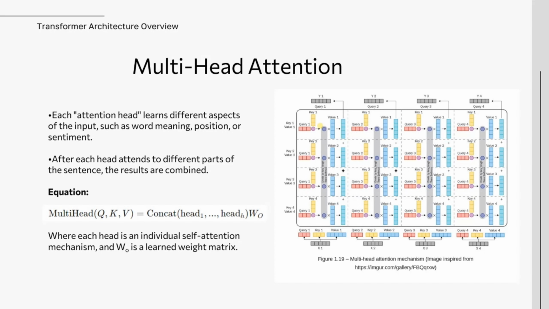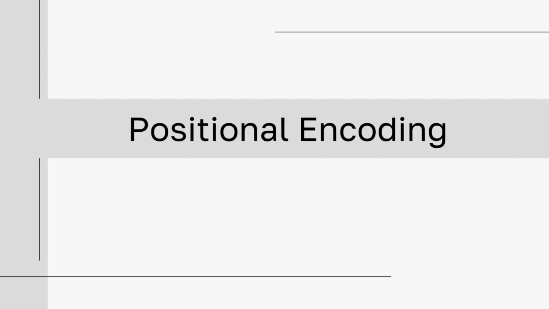Now we'll look at another aspect of the transformer architecture, which is positional encoding. Transformers have revolutionized how we process sequential data, but they face a unique challenge. They don't inherently understand the order of words. Unlike traditional models that process data sequentially, transformers process all words simultaneously. This means they need a way to recognize the sequence or order of words in a sentence. This is where positional encoding comes into play.